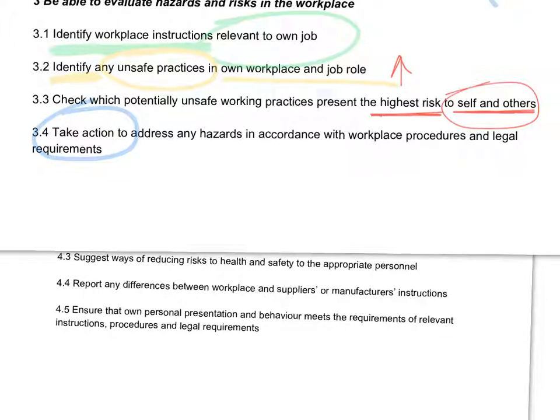Alternatively, it might be hypothetical. So what you would do in light of this, for example, what you would do if you were to identify a hazard or a risk in the workplace. Would you email someone? Would you talk to them? Would you try and deal with it yourself? Probably best not to do that. Probably best to follow that line of command.